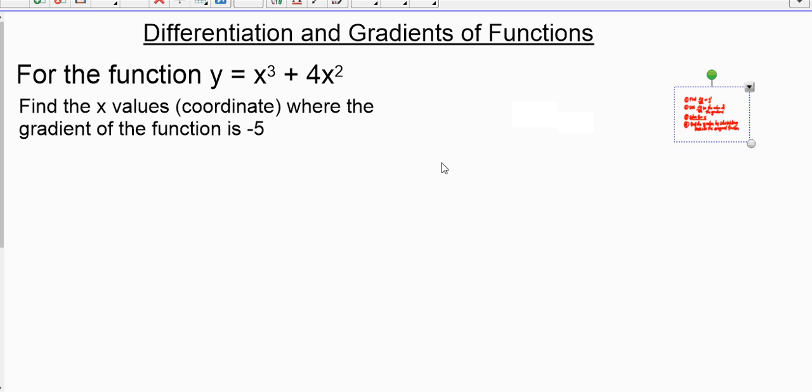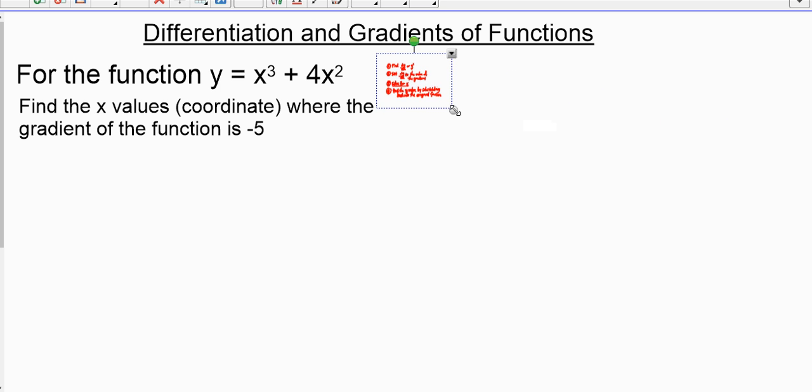Today in this video we're going to look at probably one of the hardest types of questions at IGCSE level, and that is where we have to find the x values or the coordinates where the gradient of the tangent to the original function is known. So in this question it says, for the function y equals x cubed plus 4x squared, find the x values or coordinate where the gradient of the function is equal to -5.